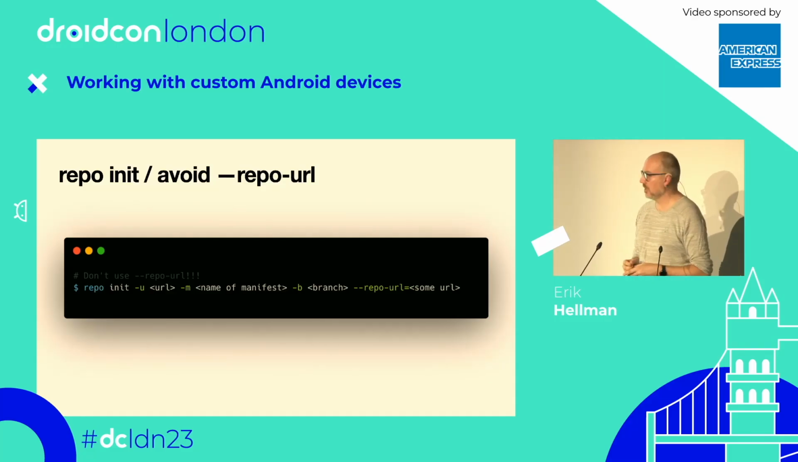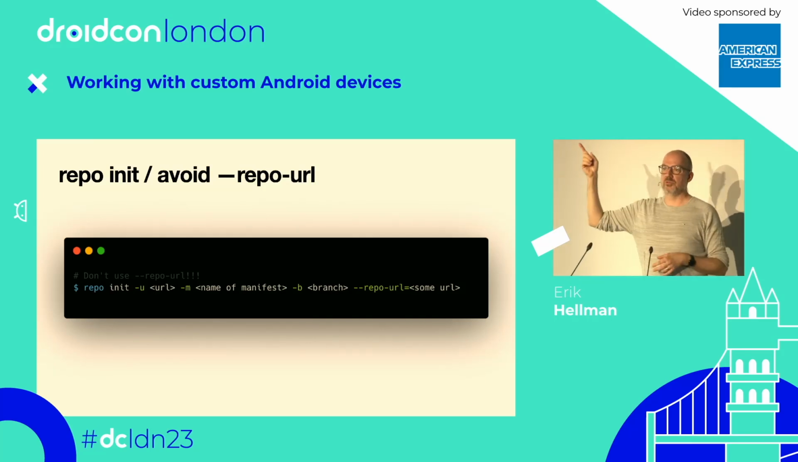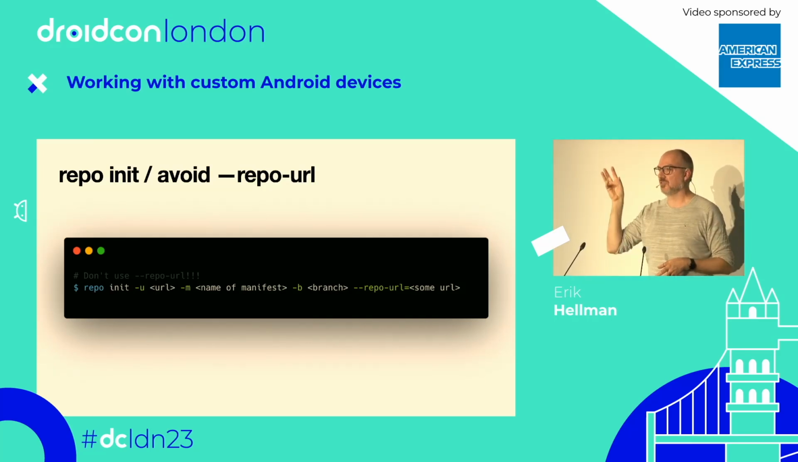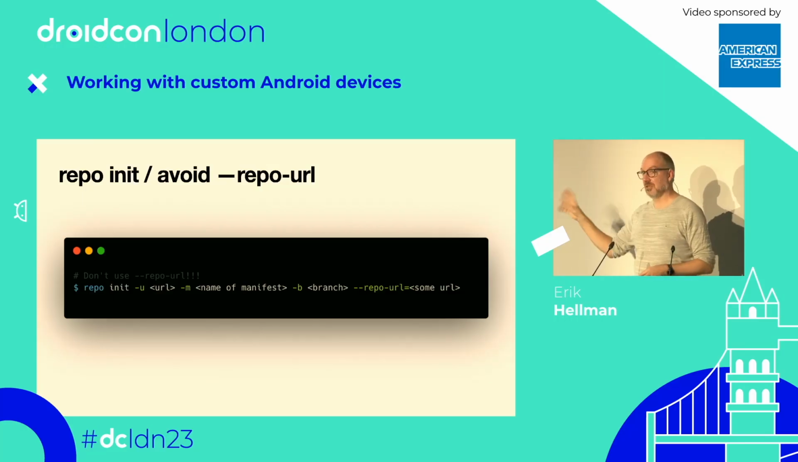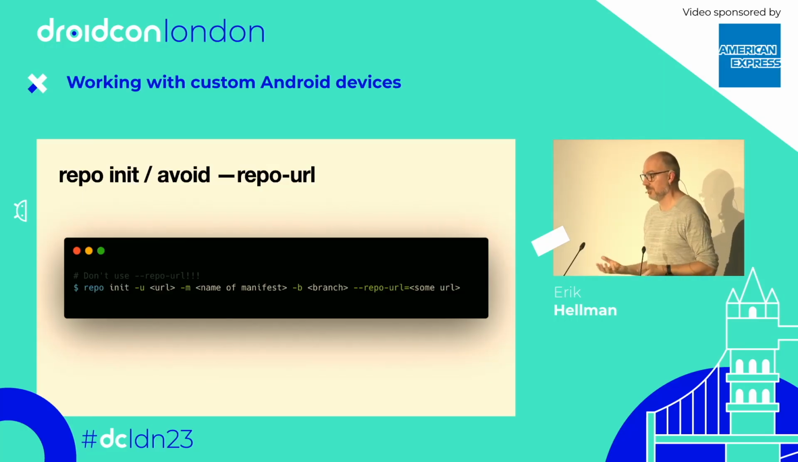Some of these will tell you to add a --repo-url, which tells the repo command to use a certain repo version they have published. Don't do that. It's usually broken. So even though they tell you to do it, just remove that one and use the latest version of repo that's available from Google.